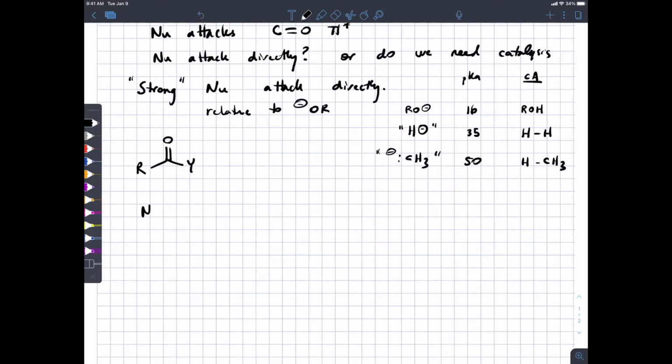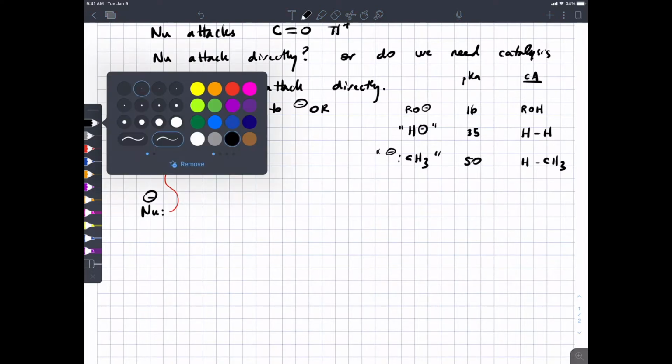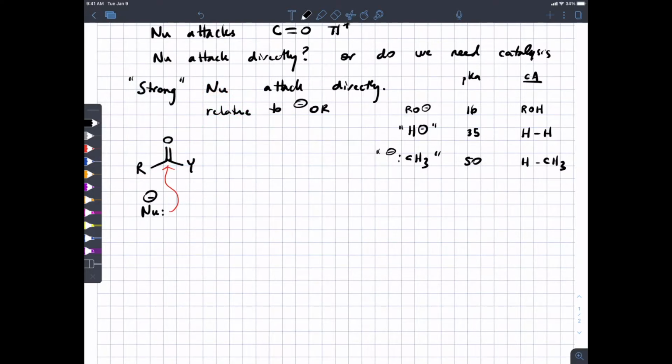I'll show you what we mean by direct attack, and then I'll give you a specific example. Direct attack just involves the nucleophile attacking. We break the carbon-oxygen pi bond because we've just dumped electrons from the nucleophile into the pi star. What that does is it gives us the following intermediate.